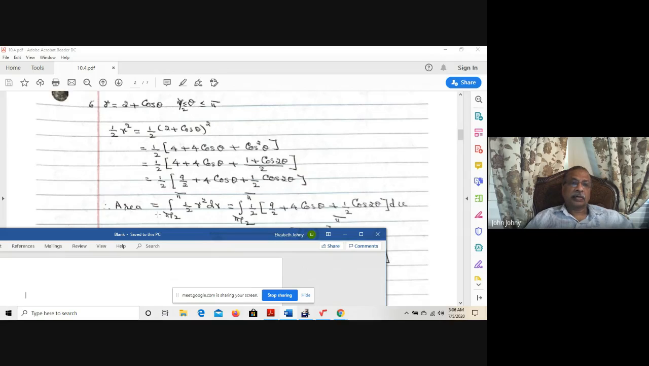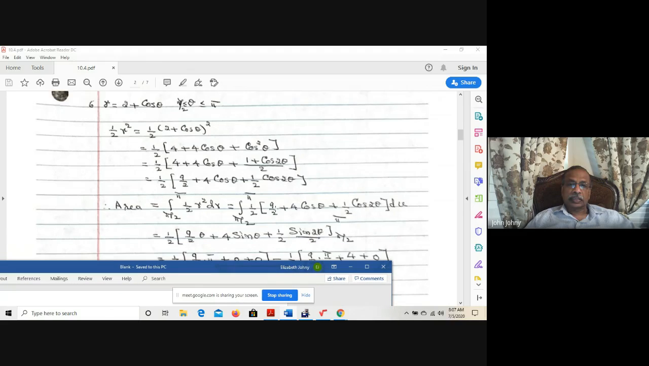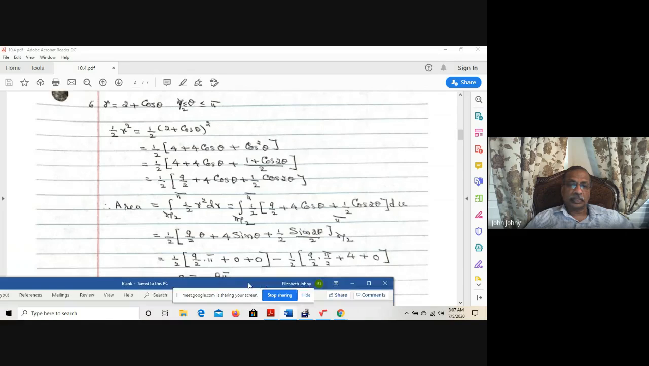Area is the integral from pi over 2 to pi of 1/2 r squared d theta. That is equal to the integral from pi over 2 to pi of 1/2 times 9 over 2 plus 4 cos theta plus 1/2 cos 2 theta d theta. And now integrate. 1/2 is pulled out. 9 over 2 theta plus 4 sine theta, the integral of cos theta is sine theta, plus 1/2 times sine 2 theta over 2. And now substitute the limits.